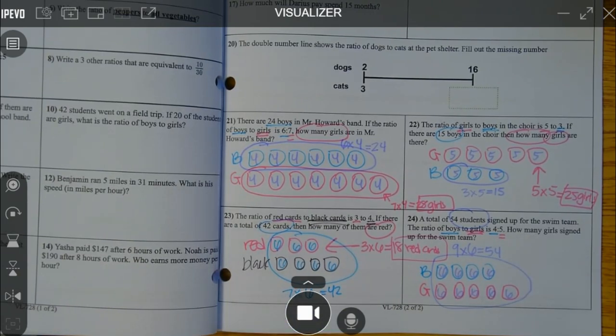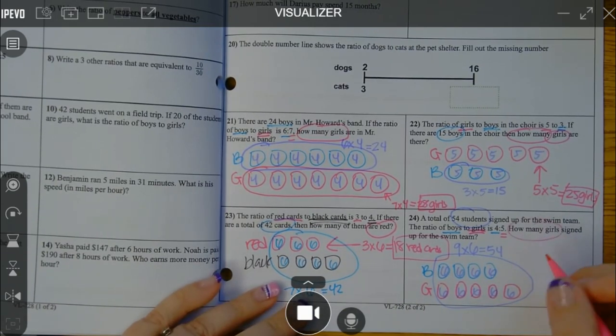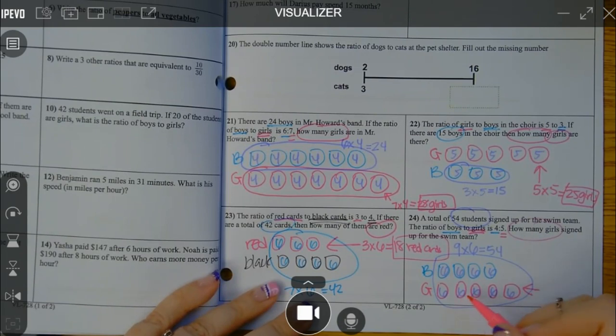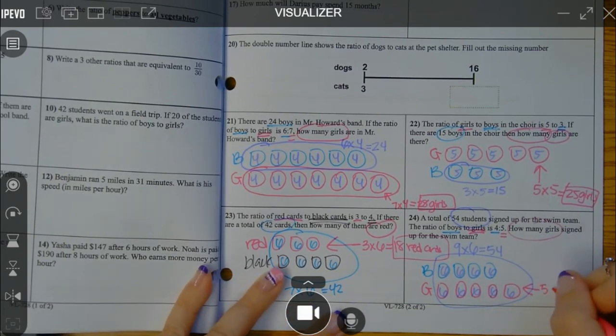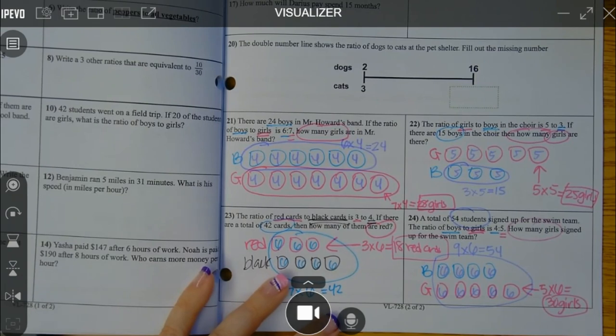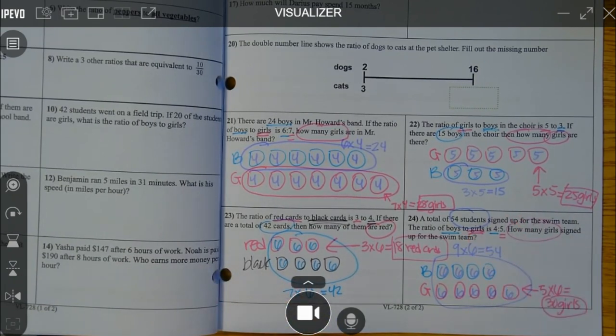Then I can answer the question. It says, how many girls are on the team? So let's look at the girls. There are 1, 2, 3, 4, 5 boxes representing girls, and each box is worth 6. So 5 times 6 is 30. So there are 30 girls on the team when there are 54 students overall, because they're in a 4 to 5 ratio.